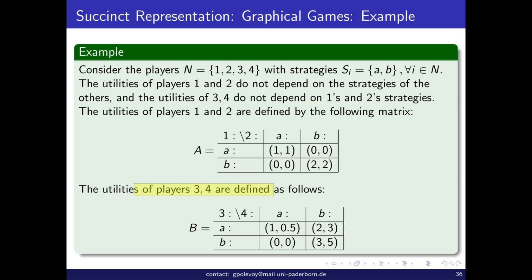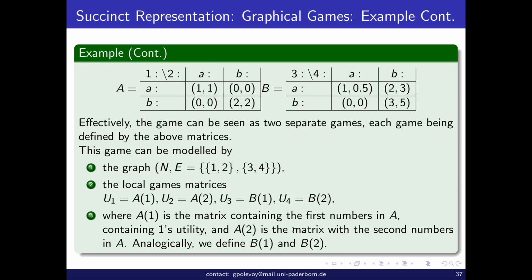Let's go back to the example. The utilities of players 3 and 4 are defined as follows. They only have their own matrix, so it only takes into account their actions, and the first number is the utility of 3, the second number is the utility of 4. And then effectively the game can be seen as two separate games, as I said. So the game can be modeled as a graph which connects 1 and 2, and 3 and 4. So 1 and 2 are connected by an edge, and 3 and 4. These are the connected components of this graph. So there is absolutely no influence between those.